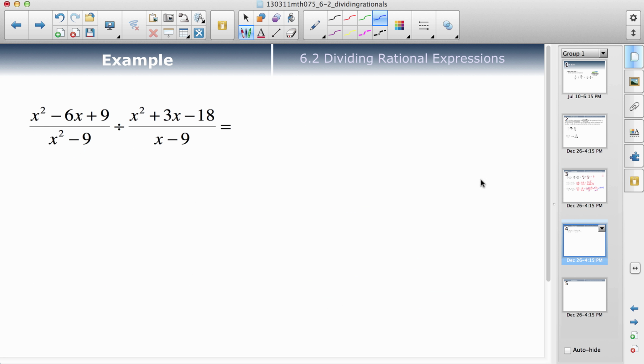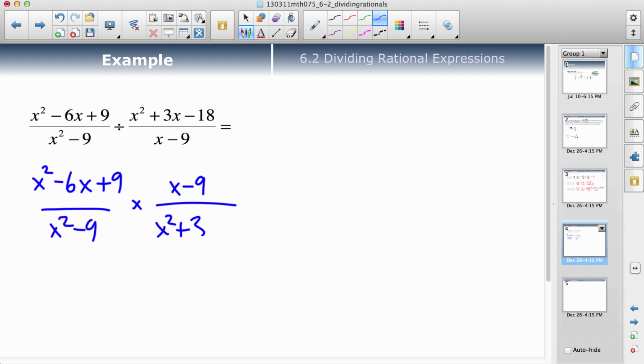Let's just try one more. One that's a little bit bigger, but it's the same concept. Fraction, fraction, I'm dividing. I don't have enough room to go sideways, so let's go down. So x squared minus 6x plus 9 over x squared minus 9. Okay, change the divide to a times. Flip this over. X minus 9 on top, x squared plus 3x minus 18 on the bottom. Now factor. I need to factor that top one, I think it's x minus 3 times x minus 3. Are you seeing how important factoring is as we move forward? You'll see it's even more important as you get into the next level of math.